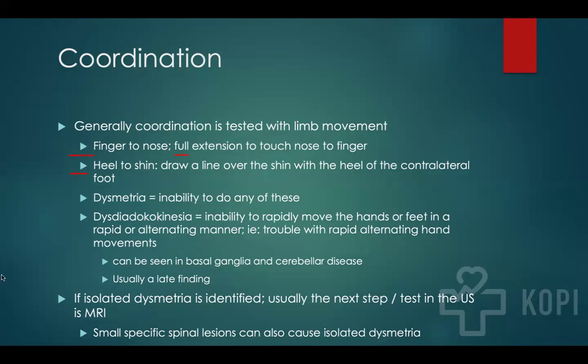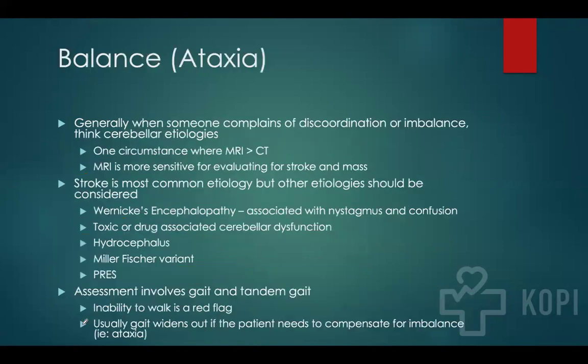Dysdiadochokinesia is usually assessed in patients who have an inability to rapidly alternate their extremities. If they have true dysdiadochokinesia, you really want to think about cerebellar disease, but also things that localize to the basal ganglia. Usually with dysmetria, the first next step test is an MRI. If somebody has something very frank or very obvious, like the gentleman in our case, a CT scan can be sufficient.